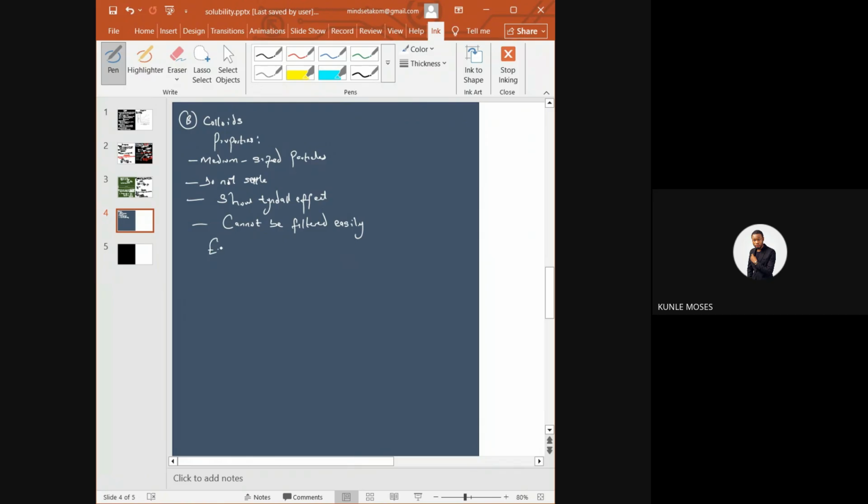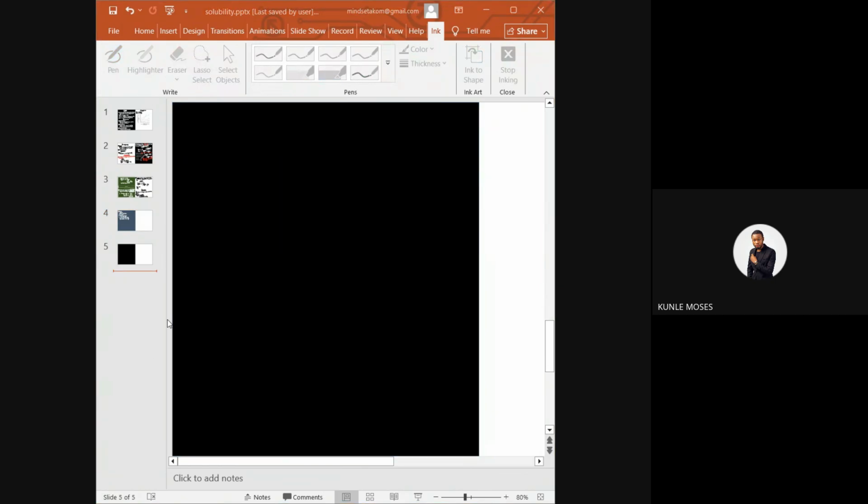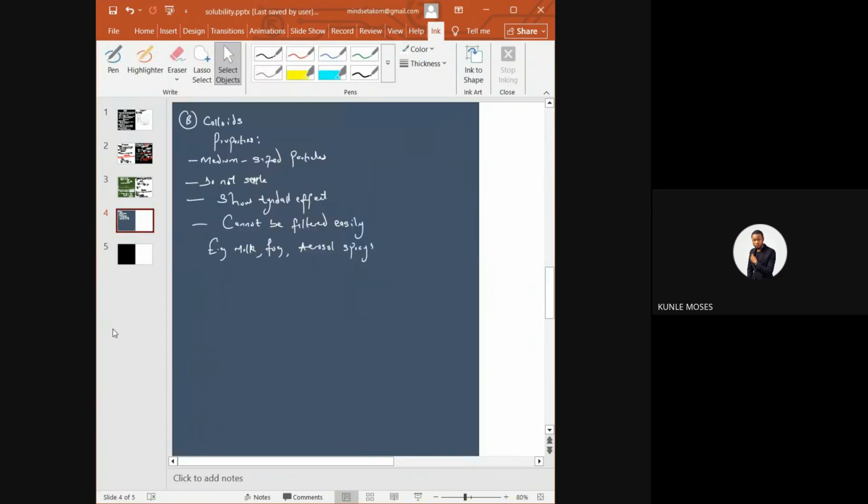So examples of this are milk and fog. They can ask, milk is an example of what? Fog is an example of what? Aerosol sprays. So let me look for the table. We have emulsion paint also here.